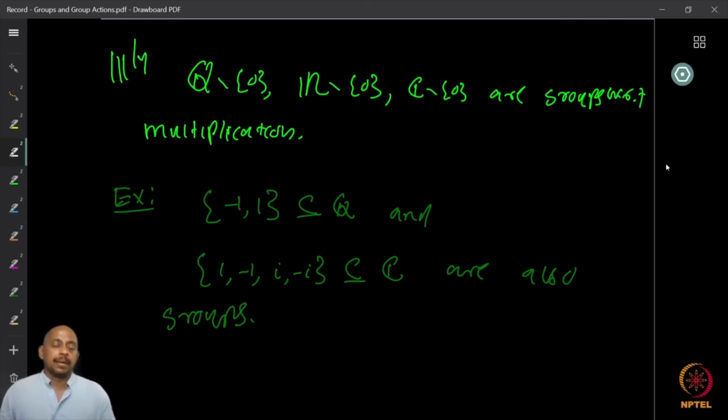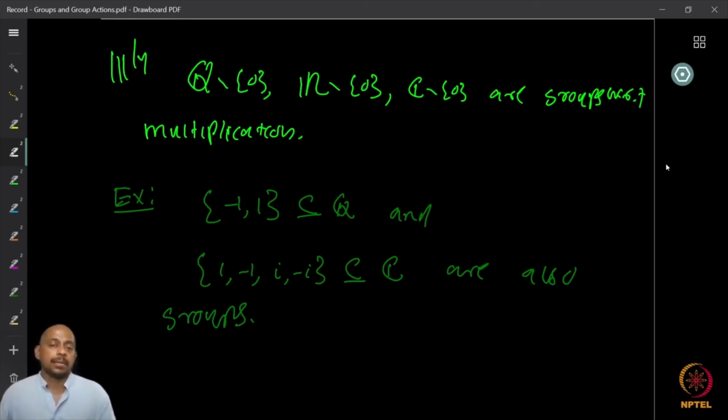Now, other than this, we have finite groups. For example, minus 1 and 1 form a group with respect to multiplication.